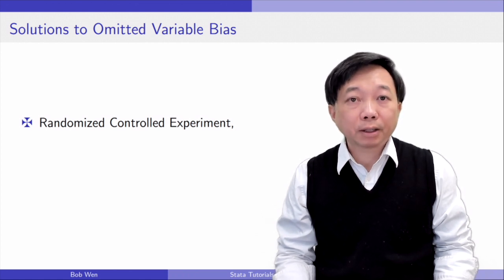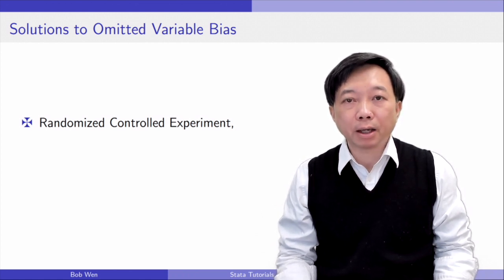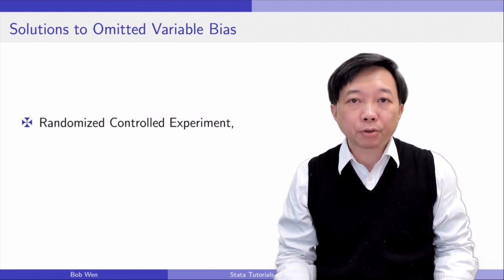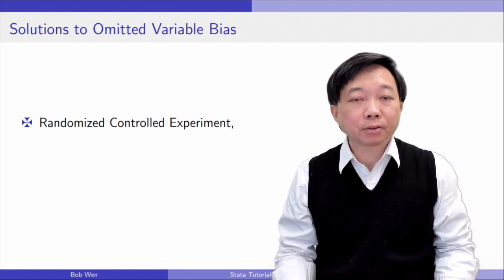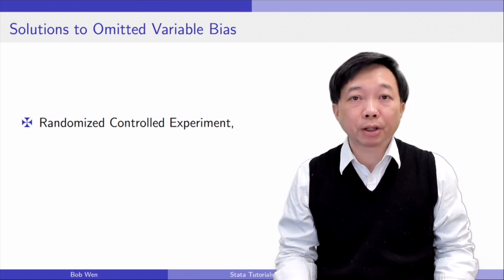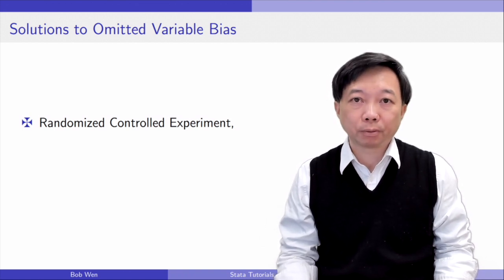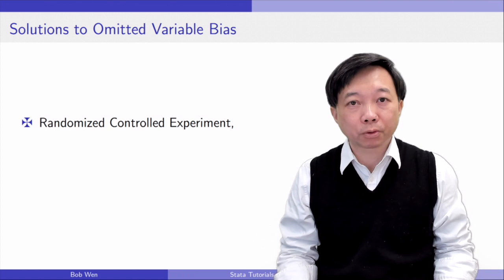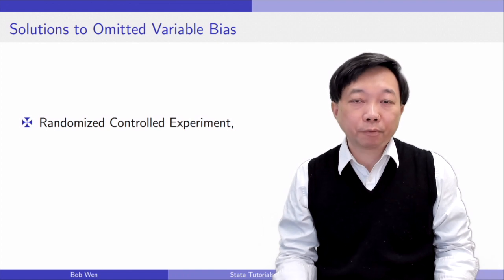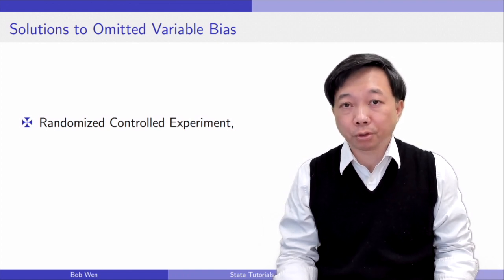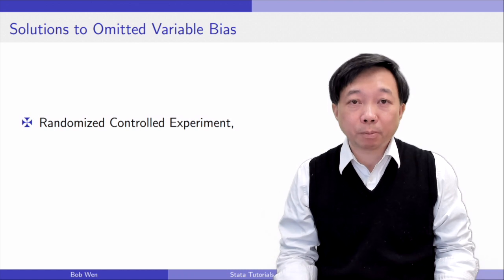However, in economics and many other areas of social science, randomized controlled experiments are not always feasible. We could not assign children randomly to receive different levels of education due to prohibitive costs and, most importantly, ethical concerns. We have to figure out other approaches to alleviate the omitted variable bias problem.